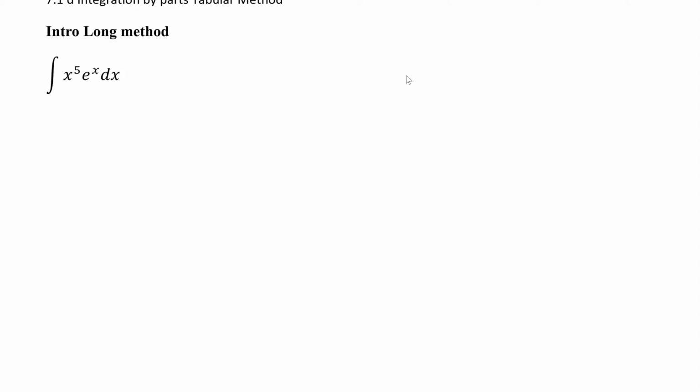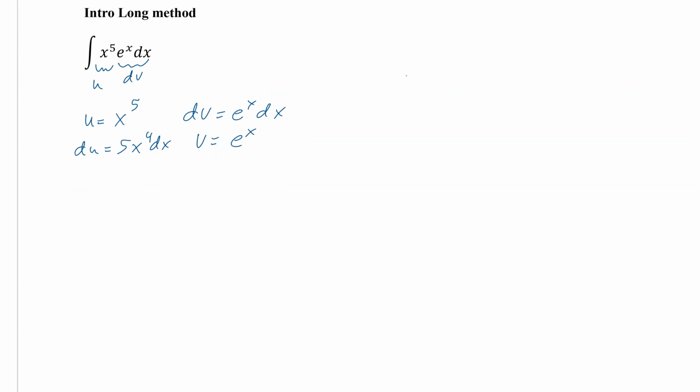All right, so we're going to talk about the tabular method. First we're going to try it the normal way. So we're going to call this u, and this one's our dv, because again we always want to pick the algebraic first. So u equals, well, in this problem we want to pick the algebraic first. dv equals e to the x dx. So our du equals 5x to the 4th dx, and our v equals e to the x.